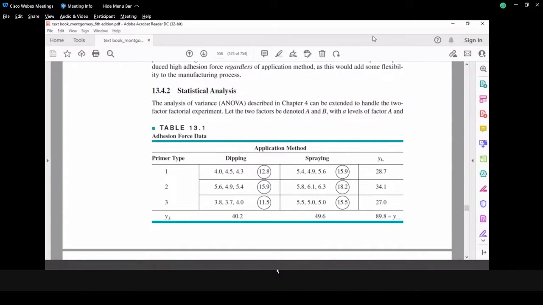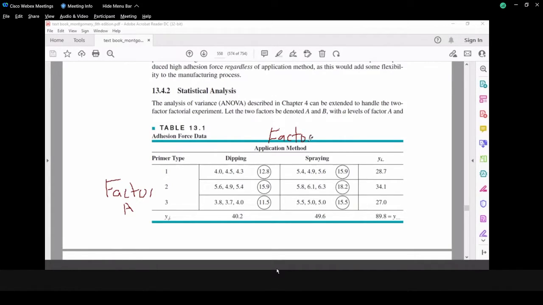This is the example given in your slide. Remember, factor A is always on the left. How many levels does A have? A has 3 levels, because we have 3 primer types: type 1, type 2, type 3. This is factor B, the application method. Factor B has 2 levels.